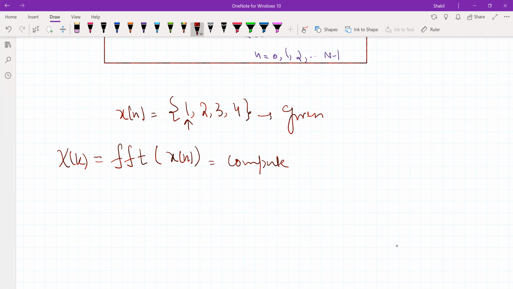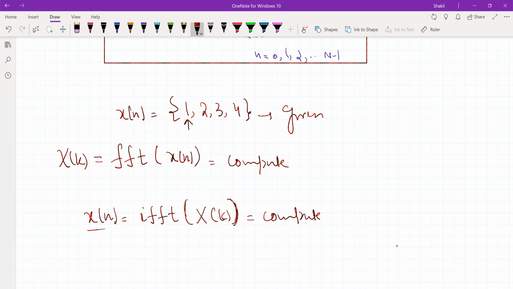Now, if X of k is given, our goal is to compute x of n back. What you will do is use ifft, which means inverse fast Fourier transform. fft stands for fast Fourier transform. We type the argument in small braces, and this will compute the inverse transform, which means x of n. This is how we do it in MATLAB. Please remember this. This is very, very important.